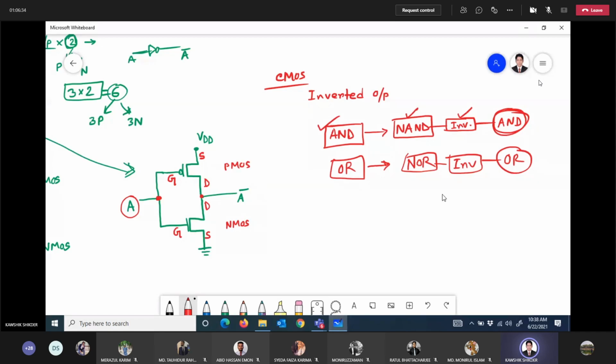Okay. Now let's see how to design CMOS NAND and CMOS NOR. Now can you design a CMOS inverter, everybody? Sir, I think we can. This is the CMOS inverter that I have already designed. Input is A and output is A bar. Okay.